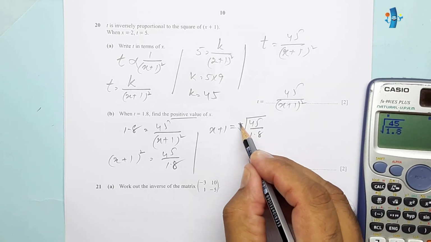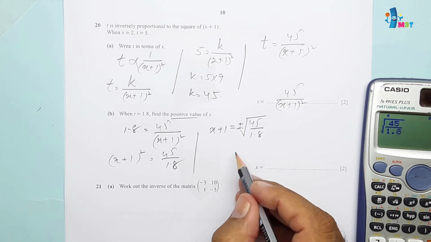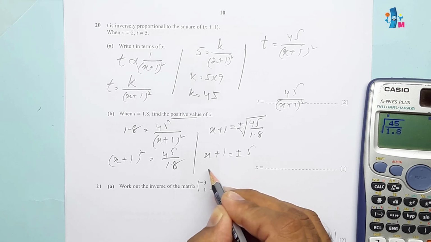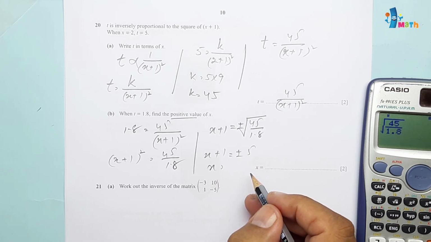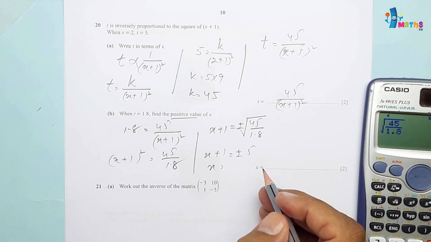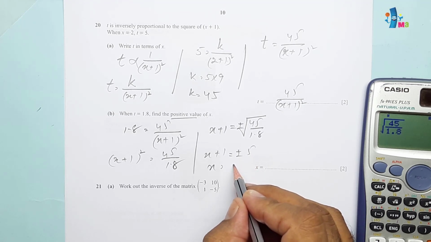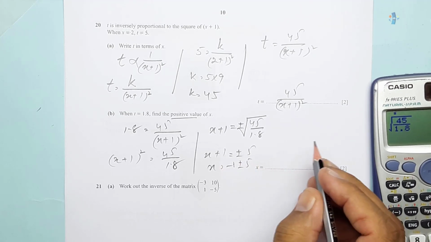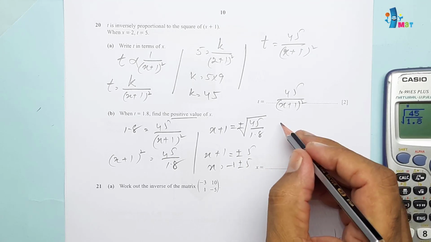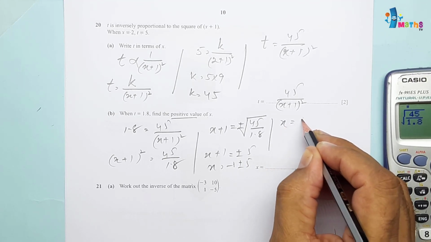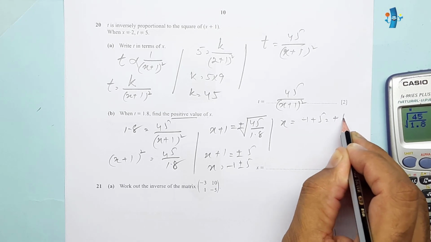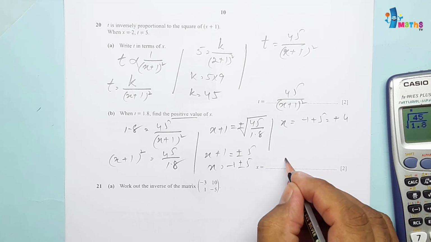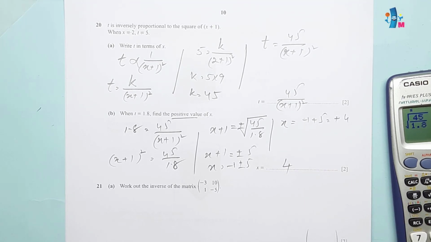So better to take positive and negative value, and later on we will check. So this will be plus minus 5 for x plus 1. So x is equal to, for example, plus 5, minus 1 and plus minus 5. If we take plus value, then x will be equal to minus 1 plus 5, which is equal to plus 4, right? If we take minus value, it will be minus 6. That we are not taking. So our answer will be 4.